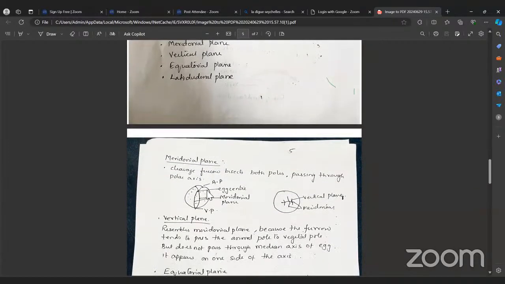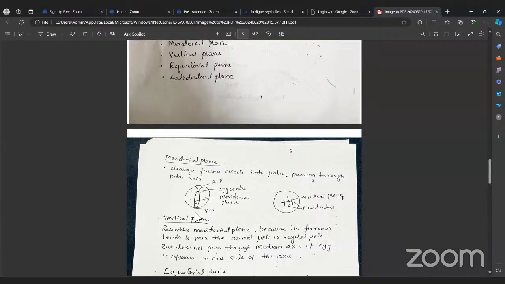Let us go into a little more detail. In the meridional plane, the cleavage furrow bisects both the poles, starting from one pole to the other pole, passing through the polar axis. This is the animal pole, this is the vegetal pole, and this is the egg center. From there a division is occurring, dividing it into two equal halves longitudinally. This is called the meridional plane. I think you know about latitudes and longitudes.